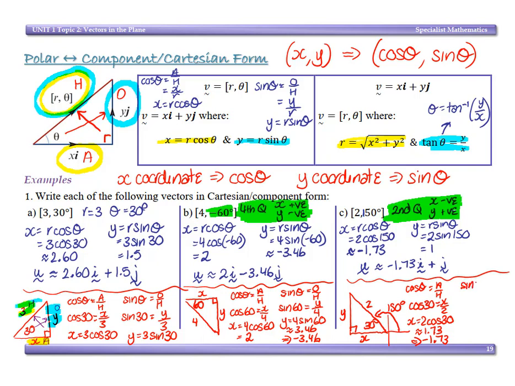So sine theta is opposite over hypotenuse. Sine 30 is y over 2. So y equals 2 sine of 30, which is 1. Okay, so two different ways of doing these questions.